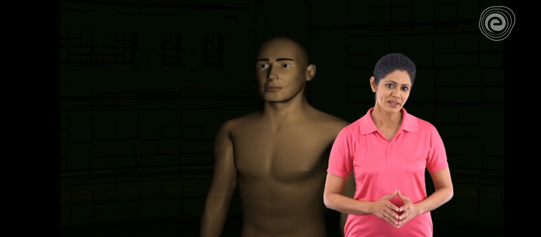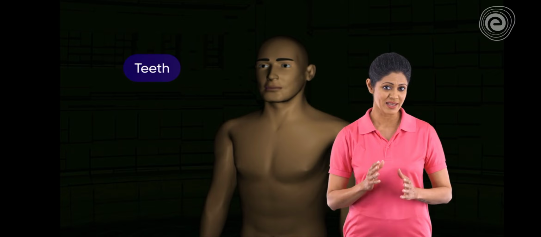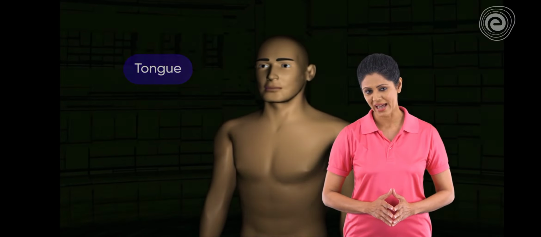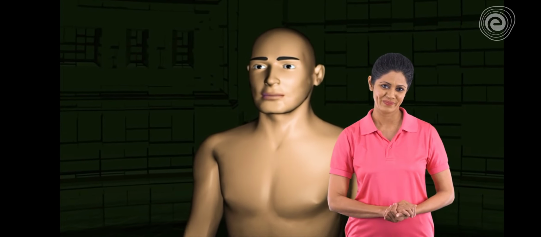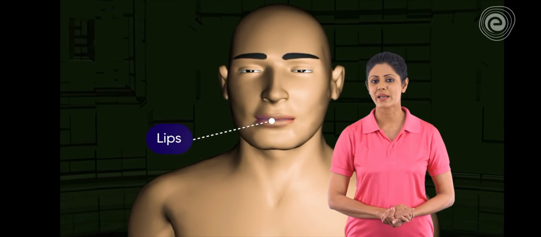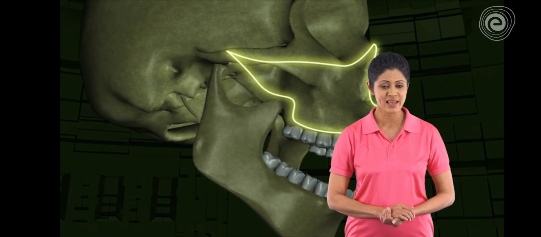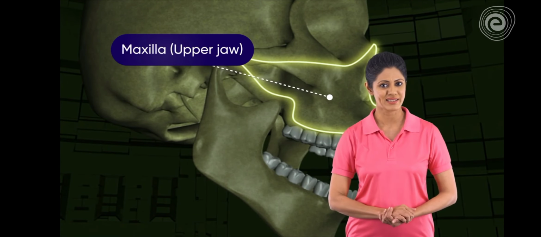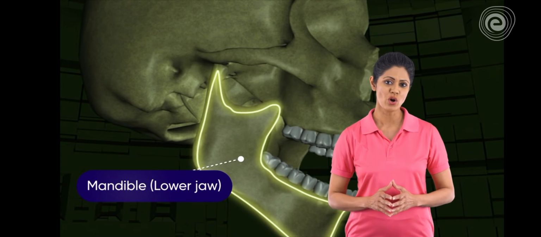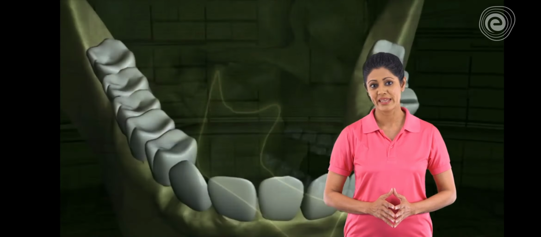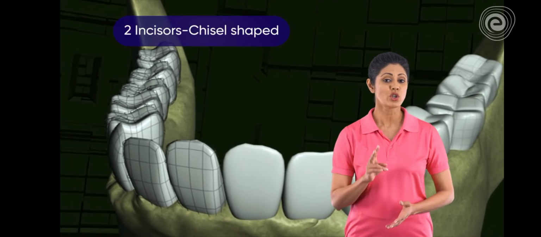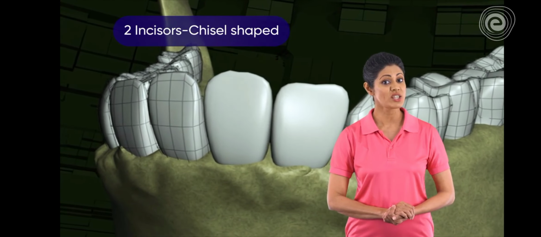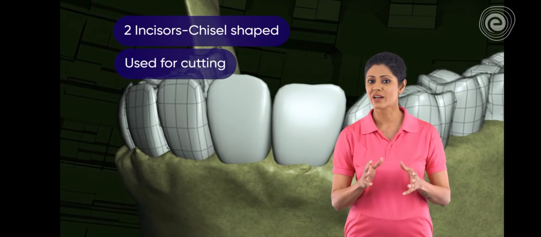In this topic, we will learn about teeth, tongue and peristalsis. The mouth is surrounded by a pair of lips and has an upper jaw called maxilla and a lower jaw called mandible. Each half of the jaw holds two incisors, which are chisel shaped and are used for cutting.